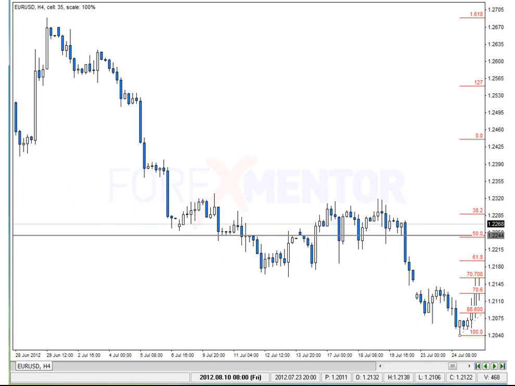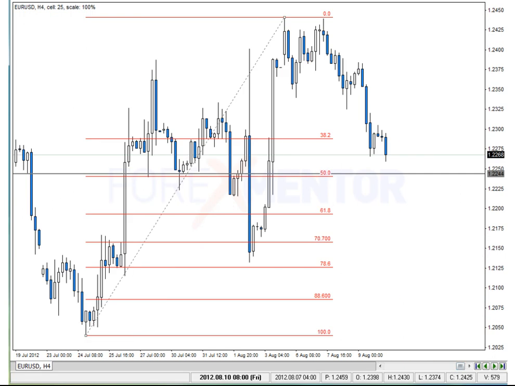What you can do once you've identified these higher time frame levels is mark them off on the chart like that, and set your alert. Okay, so if price doesn't hit the level, there's nothing to be done. Let's follow price along and see what happens. Okay, so we've had a nice reaction off that level.